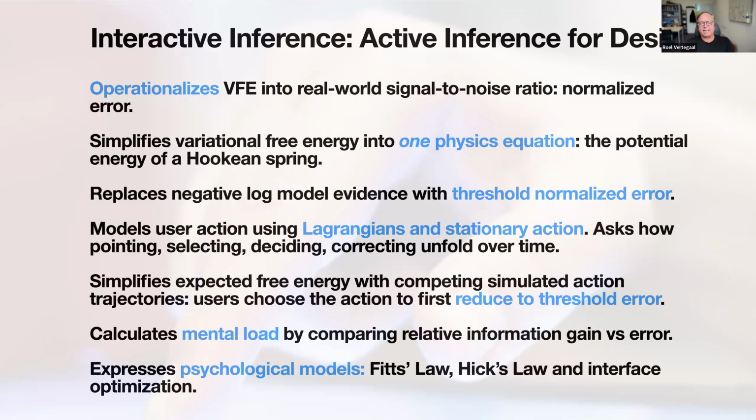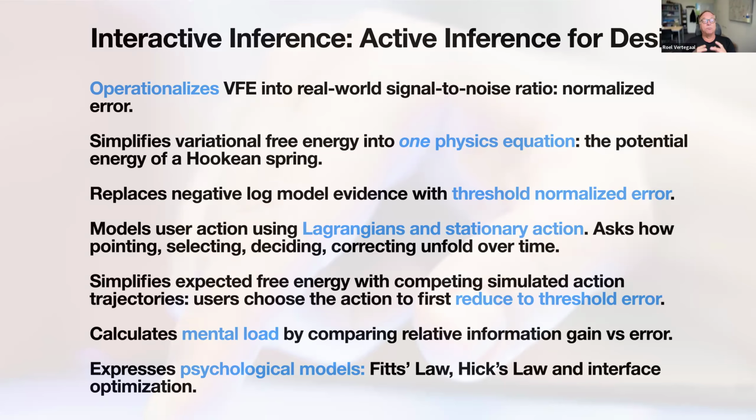I'll explain later what that is, but the idea is that if you can turn something into choices, then actually you can use the same energy potentials in order to find a solution, because all you're doing is reducing n number of choices to m number of choices. It simplifies variational free energy into one physics equation, only one. And this is the potential energy of a Hookean spring.